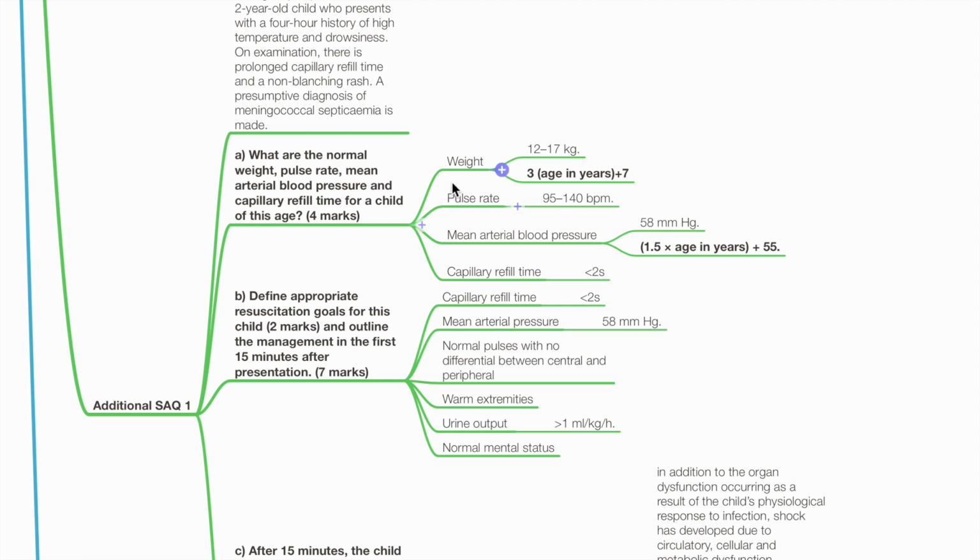Weight is 12 to 17 kg. Formula is 3 times age in years plus 7. Pulse rate 95 to 140 beats per minute. Mean arterial blood pressure 58 mmHg. Formula is 1.5 times age in years plus 55. Normal capillary refill time less than 2 seconds.